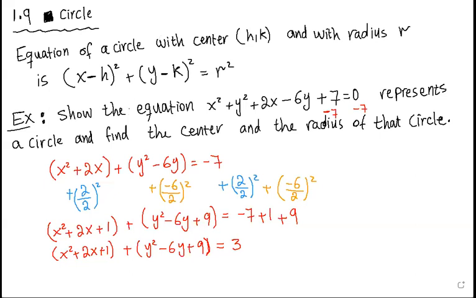x squared plus 1. Wait, not. x plus 1 squared. x plus 1, everything square. What is the factor for these things? y minus 3 squared. Yes, y minus 3 square. They give me 3.